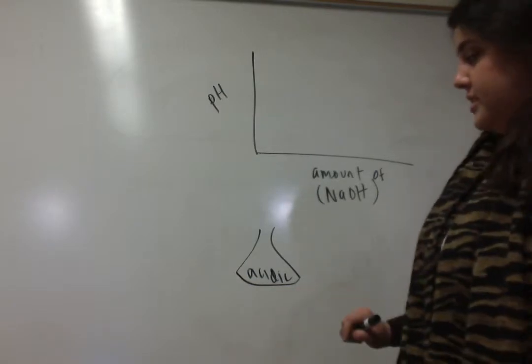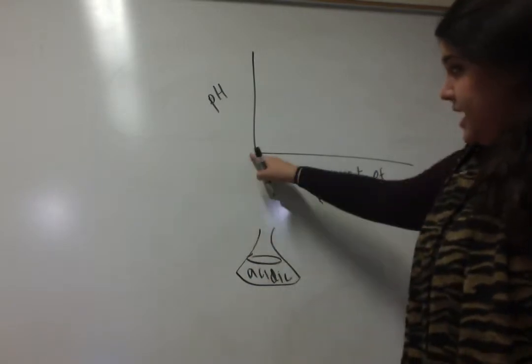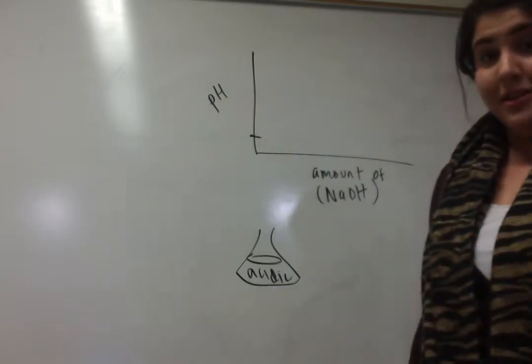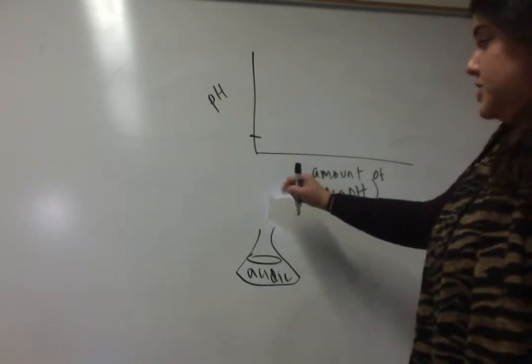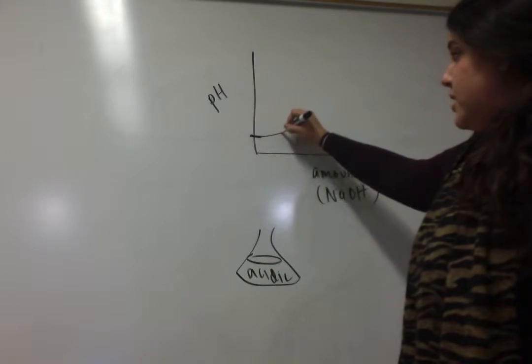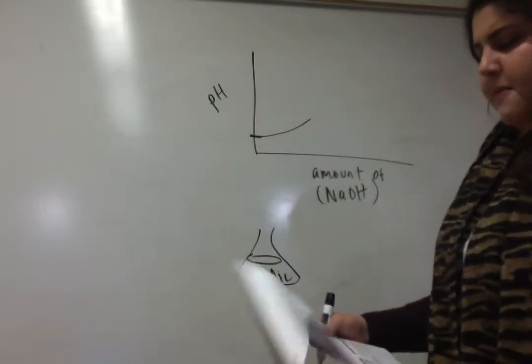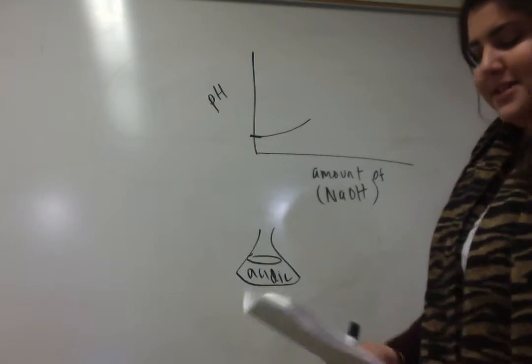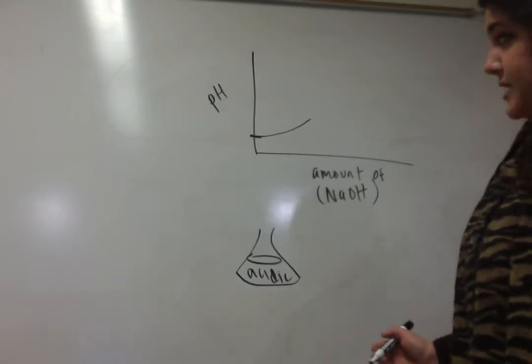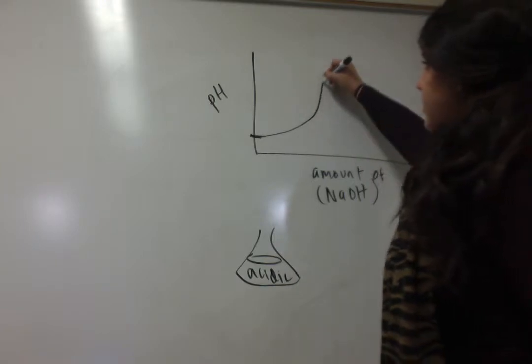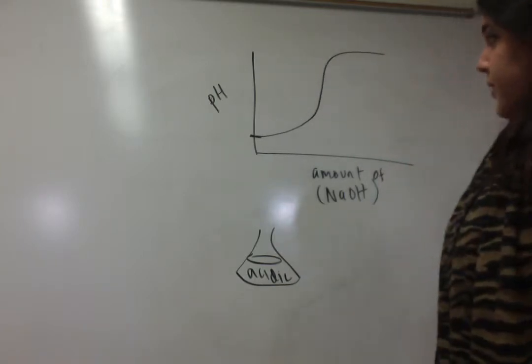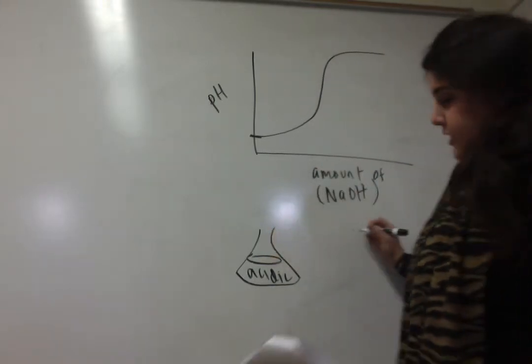So if I start with an acidic solution, it's all acid, my pH to begin with should be relatively low. So I start at a low pH, and as I add more and more sodium hydroxide, my pH should be increasing. Now, I talked about this in the very beginning when we talked about acid-base titration, but there are a couple of points that we have. So, the first point that we reach is called the equivalence point.